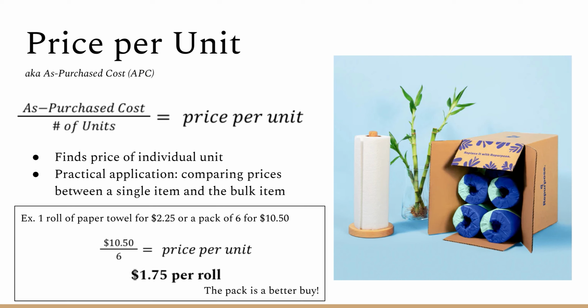So a very simple example here. You can buy 1 roll of paper towel for $2.25, or you can buy a pack of 6 for $10.50. If I wanted to understand what the deal is here, I need to do this calculation. So very easily taking $10.50, dividing that by 6, and that gets me $1.75 per roll. And now I know that the pack is the better buy.